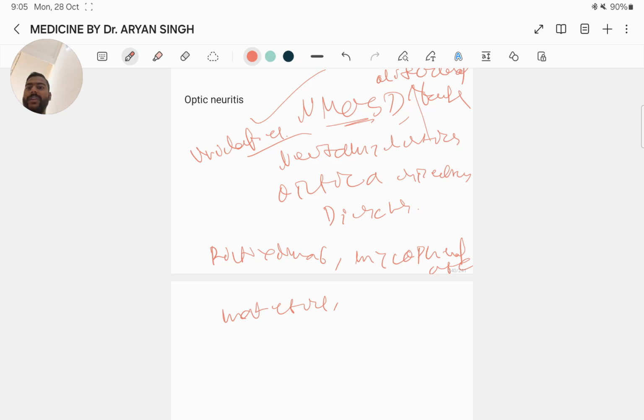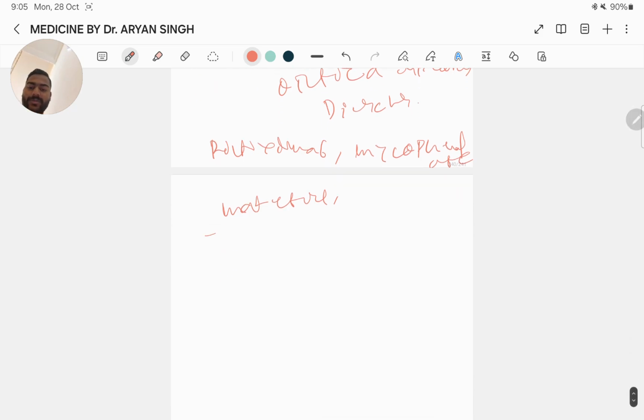NMO typically has a recurrent disease course, with a monophasic course observed in less than 30% of patients. Untreated NMO can lead to disability, including respiratory failure, blindness, and limb paralysis. Which are the three monoclonal antibodies approved for attack prevention?